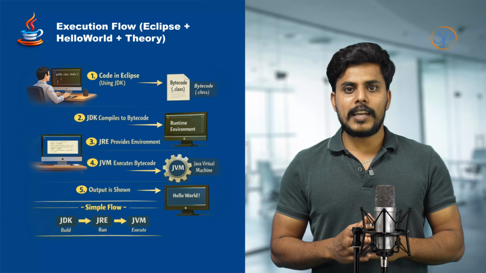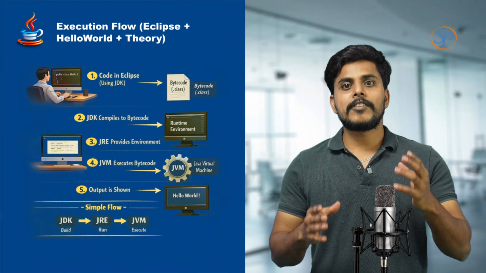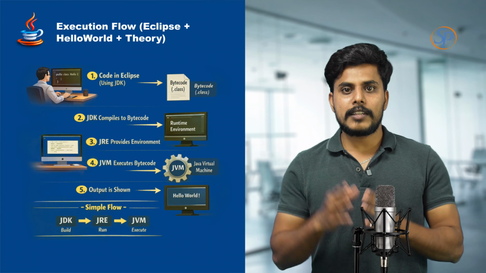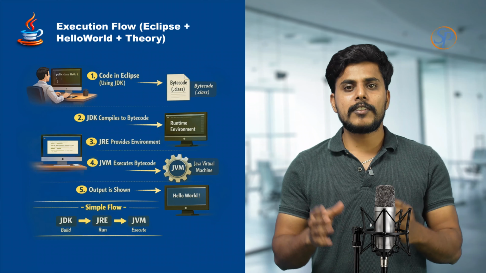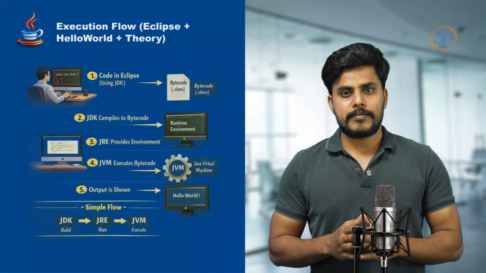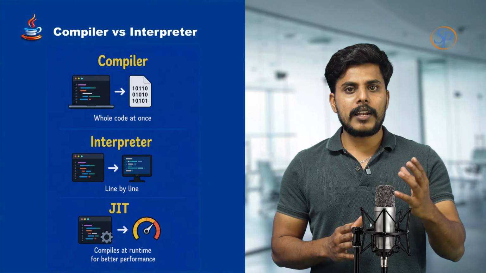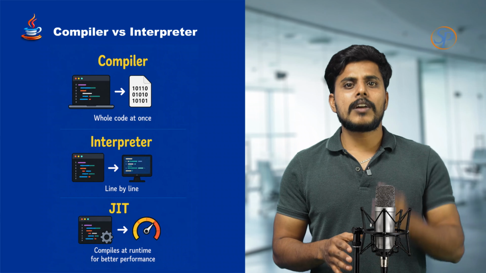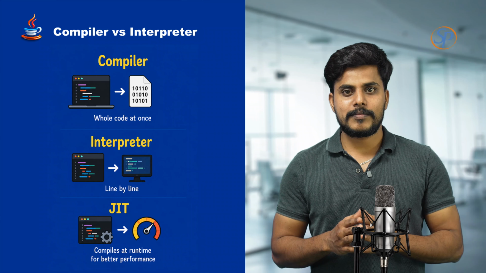We understood the flow like first, we write code in .java file. Then it gets converted into .class file. After that, JVM executes it. And finally, we get the output. We also discussed compiler, interpreter, and JIT. Now, we are moving into actual coding basics.